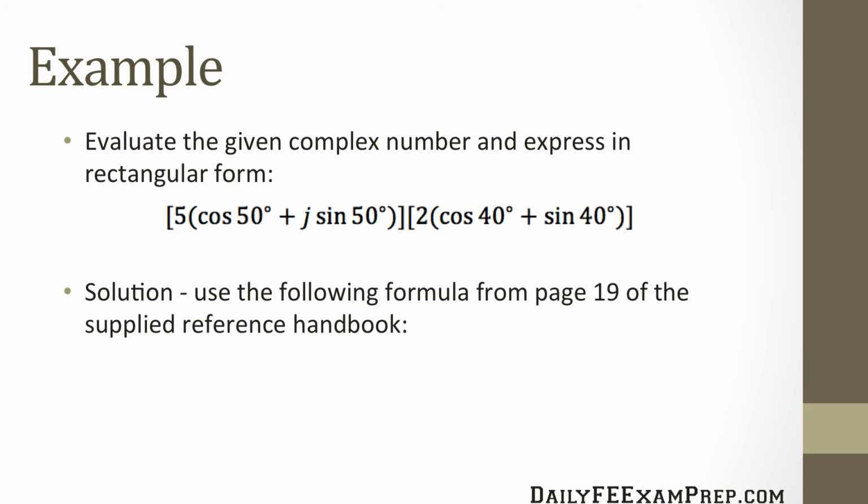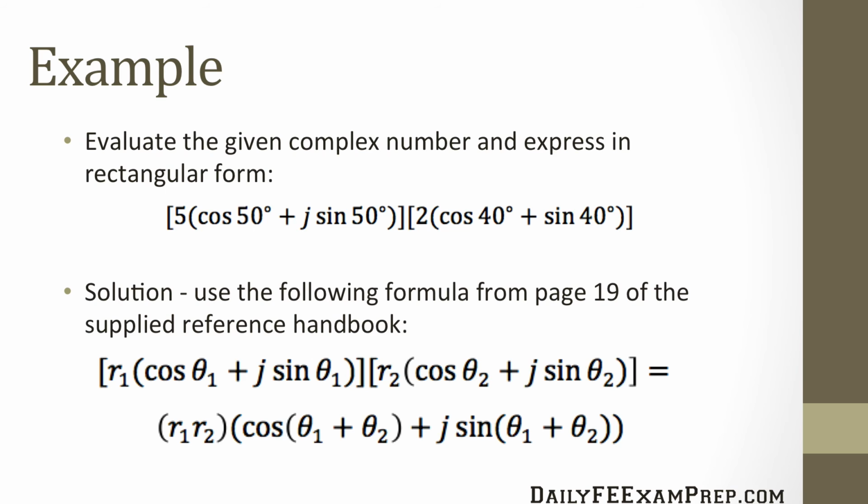Now, we use the following formula from page 19 of the NCEES Supplied Reference Handbook, which we discussed earlier. For R1 and R2, we get R1 cosine theta 1 plus j sine theta 1 times R2 cosine theta 2 plus j sine theta 2, and that equals R1 times R2 times cosine of angle theta 1 plus theta 2 plus j sine of angle theta 1 plus angle theta 2.